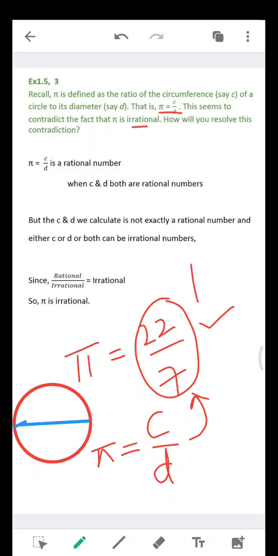Because every number which can be written in the form of p by q is rational. But why is it irrational? How will you resolve this contradiction?